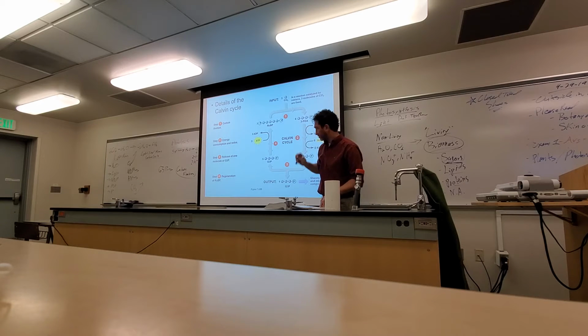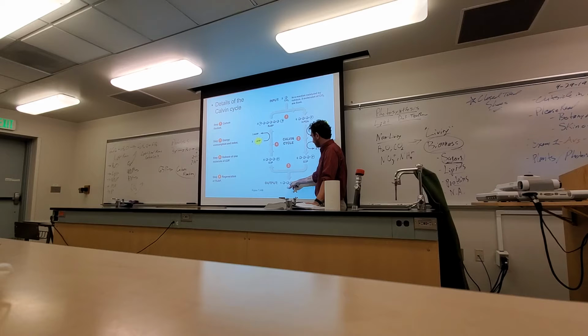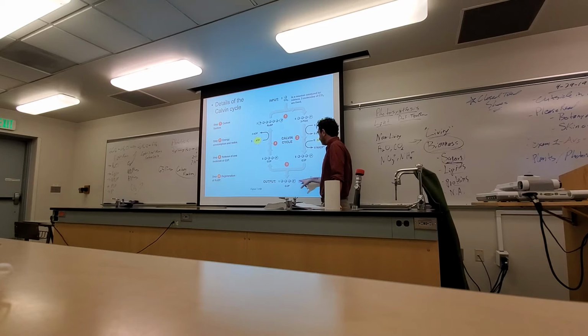Glyceraldehyde 3-phosphate, G3P. Okay? Glyceraldehyde is a 3-carbon molecule with one phosphate on it. This is actually what's produced from the cycle, not glucose.